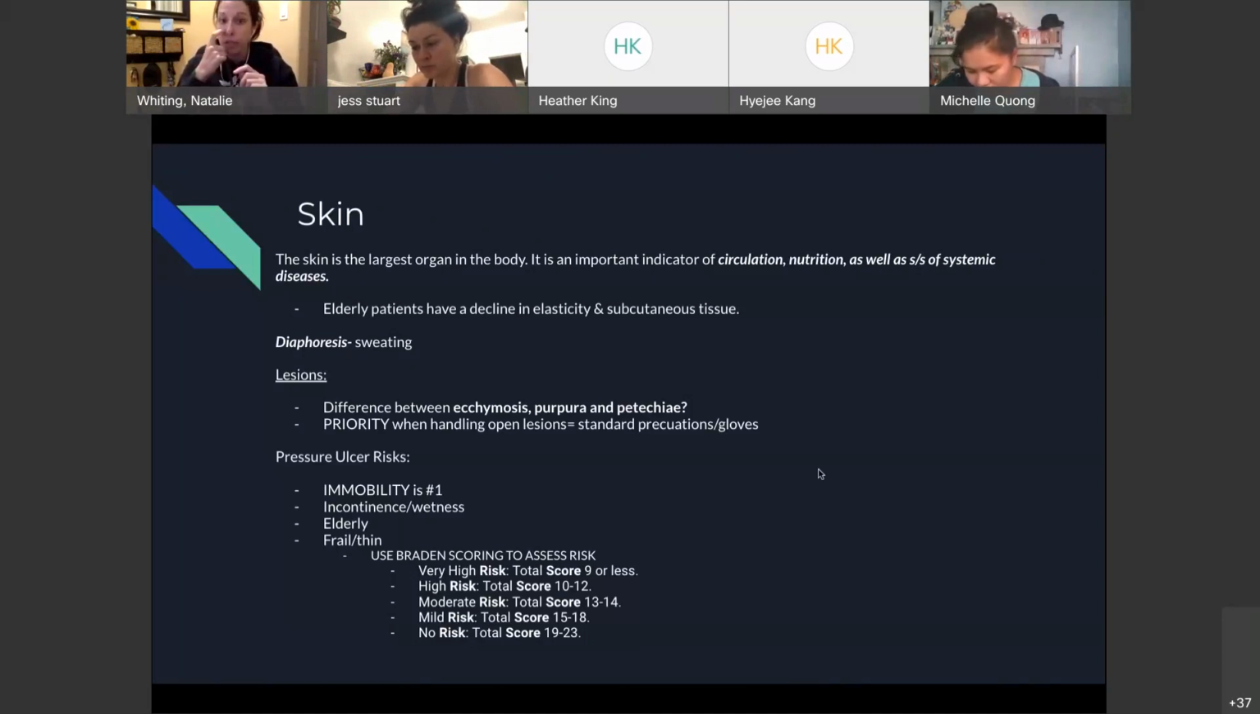You want to use the Braden scoring to assess for risk. So know these values here. Very high risk is less than 9. If you saw something like 7, that would be severe. That would be a severe risk for a pressure ulcer.